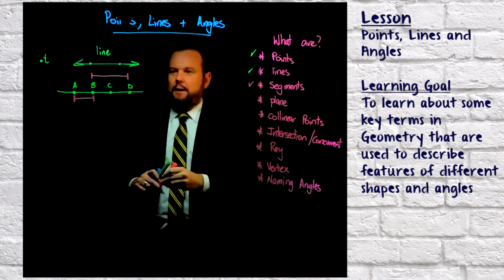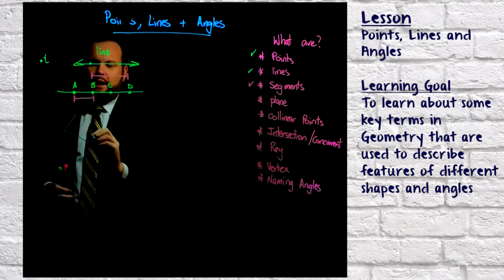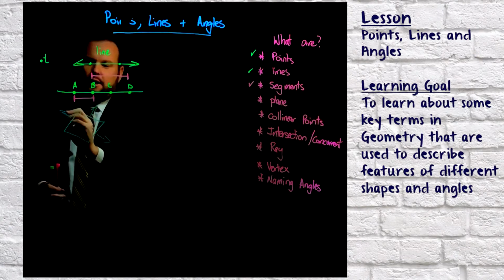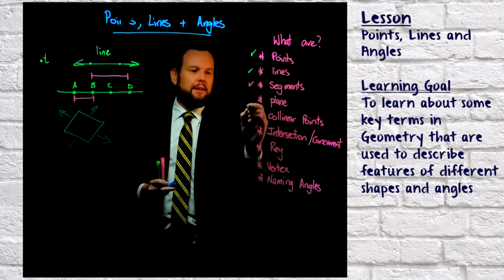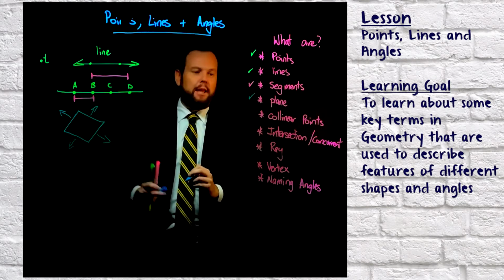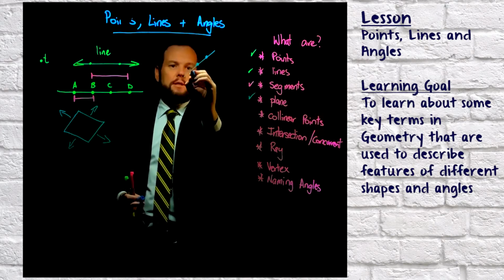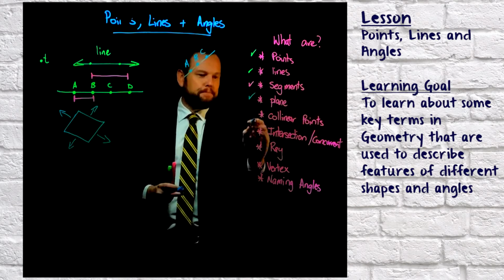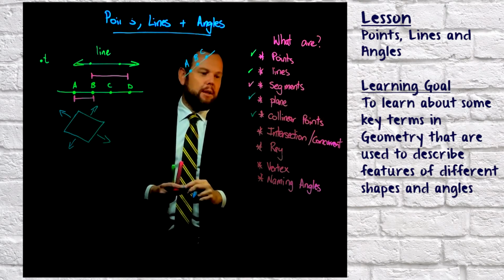A plane. A plane is basically a flat surface that extends indefinitely in all directions. Okay, it extends indefinitely in all directions. That's a plane. Collinear points. If 3 points lie on the same line, they are collinear. Okay, so they're collinear points. Lines, at least 3 points that lie on the same line.